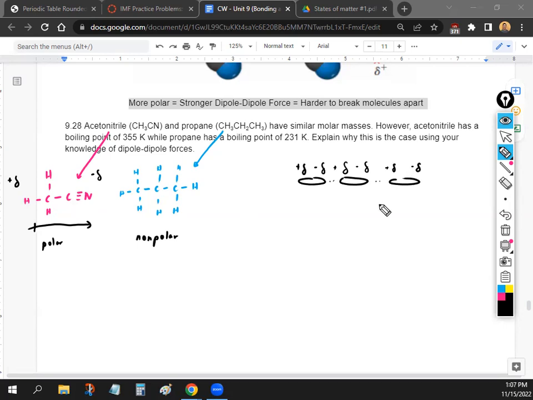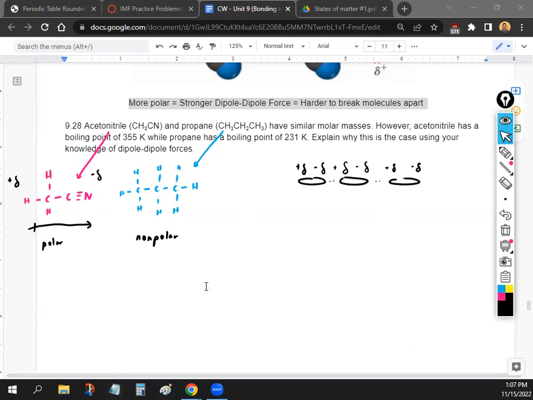So in order to boil acetonitrile, you need to break all of the dipole-dipole forces between them. On the other hand, propane, there's no partial positive, partial negative keeping them together. So that's why acetonitrile has a higher boiling point.